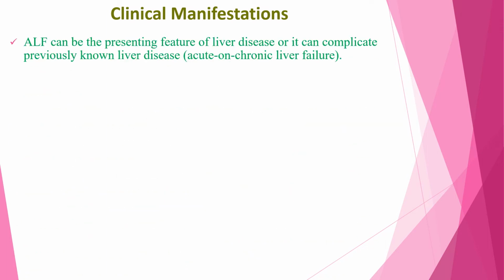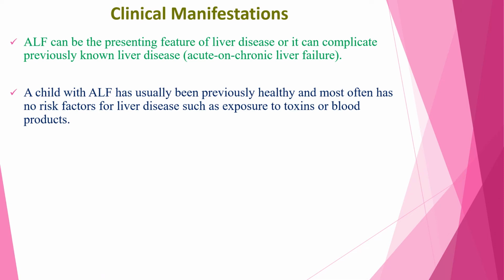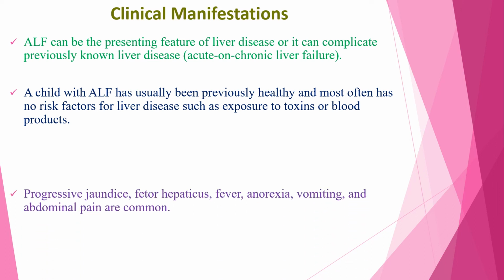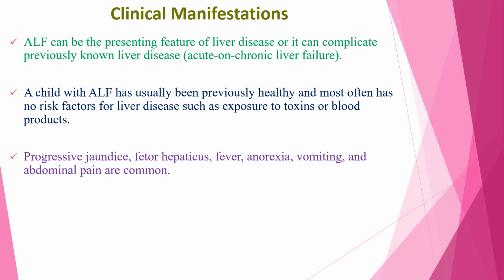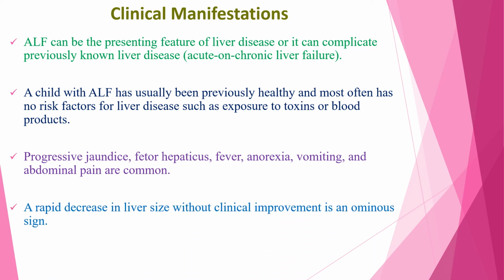When we see the clinical manifestation, acute liver failure can be the presenting feature of liver disease, or it can complicate previously known liver disease, that is, acute on chronic liver failure. A child with acute liver failure has usually been previously healthy and most often has no risk factors for liver disease such as exposure to toxins or blood product transfusion. Progressive jaundice, fetor hepaticus, fever, anorexia, vomiting, and abdominal pain are common. A rapid decrease in liver size without clinical improvement is an ominous sign, and hemorrhagic diathesis and ascites can also develop.